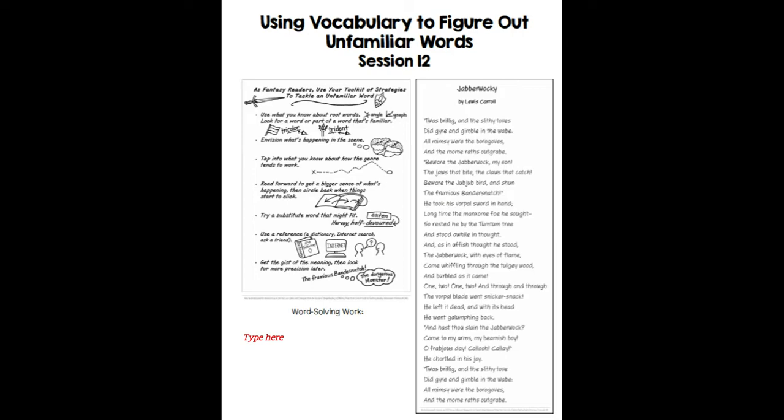So instead of Harvey half devoured, that would make sense with Harvey half eaten. You may even have to look it up on a reference like the dictionary or an internet search, to get the gist of the meaning, then look for the more precise definition later, right? So the frumious Bandersnatch really equals the dangerous monster.